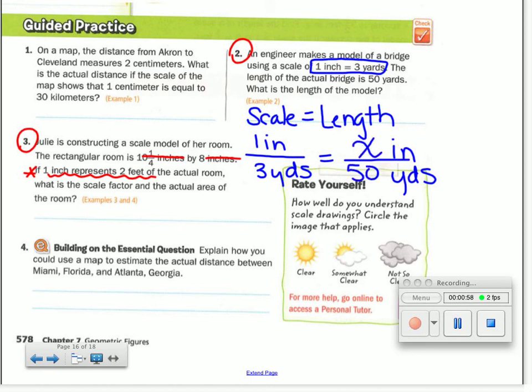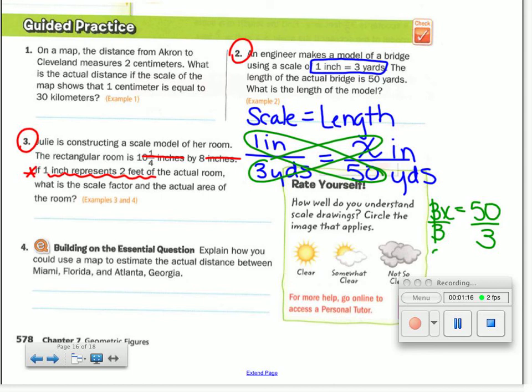Now, we're going to go ahead and do cross products. We're going to end up with, I'm going to write it over here, 3x equals 50. Okay? Now, to get x by itself, we're going to divide by 3, cancel. And x equals, 3 goes into 50 16 times with 2 left over. So you could write it as 16 2/3, or it could be 16.6 repeating, or it could be 16.7 if you round to the nearest 10th.